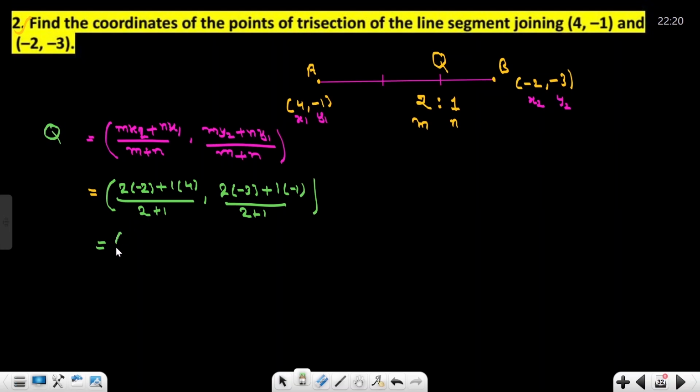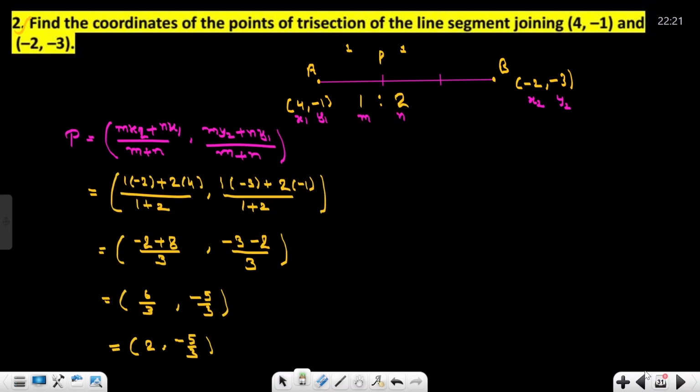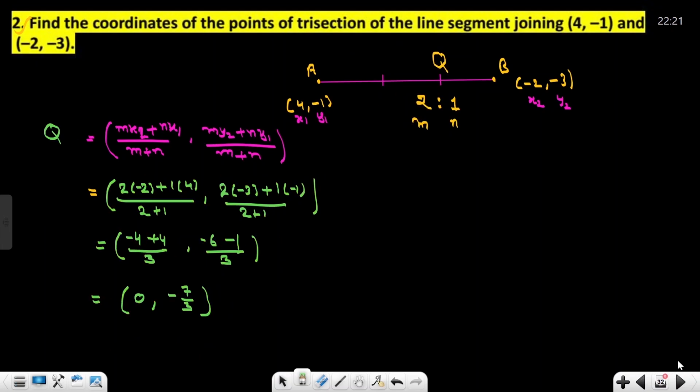Q coordinate. Minus 2 into 2, 4, minus into plus, minus 4, plus 4, divided by 3. 2 into minus 3, minus 6, minus into plus, minus, 1 into minus 1, minus 1, 2 plus 1, 3. Minus 4 plus 4, 0, 0 divided by 3, 0. Minus 6 minus 1, minus 7, divided by 3. A negative term always adds with a negative sign. So we found the P and Q coordinates. The P coordinate is 2, minus 5 by 3, the Q coordinate is 0, minus 7 by 3. It's the answer.